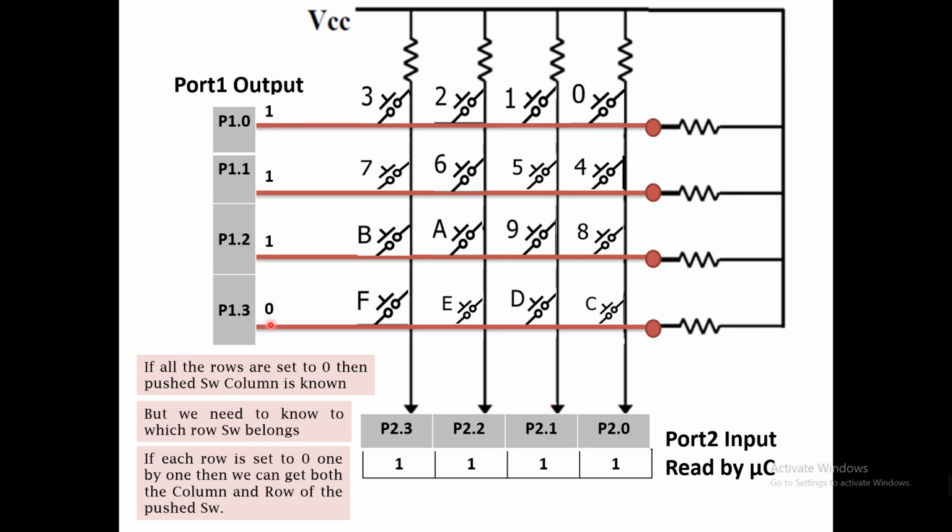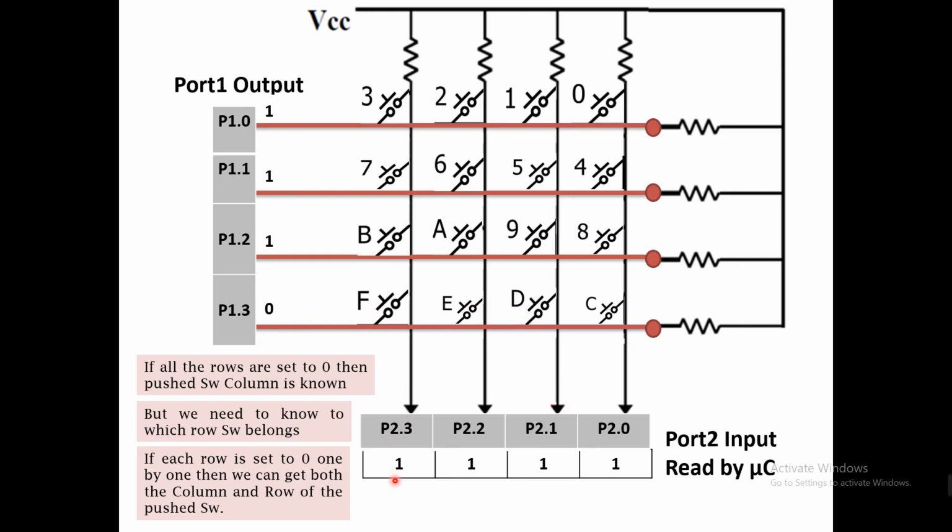If row 4 is 0, it means if you press this one will be 1. Sorry, if we keep P1.3 at 0, then if the key C is pushed, this will become 0. If D is pushed, this will be 0. E is pushed, this will be 0. And F is pushed, this will be 0. So now we completely know which switch is pressed.